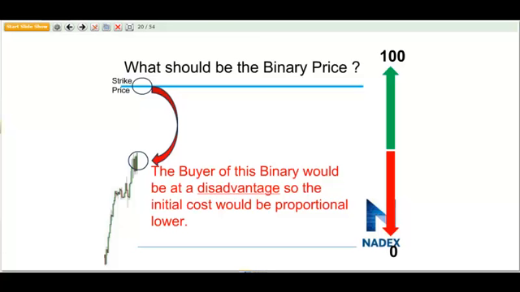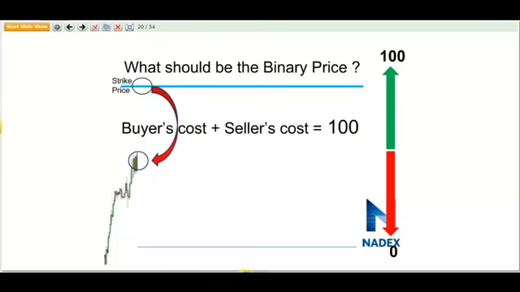And obviously the buyer is at a disadvantage. So proportionally he's going to put up less money. A way to always remember here, these contracts on Nadex are fully collateralized. So the buyer's cost and the seller's cost are always going to add up to 100.